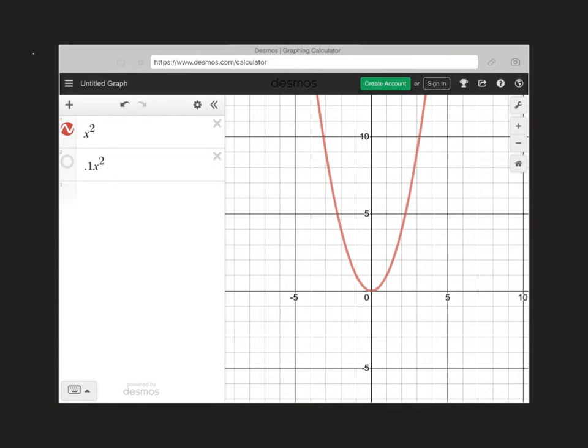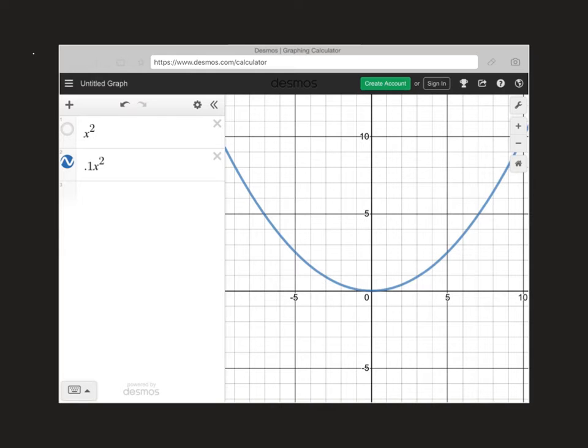And just to make it a bit more clear here, what I'm going to do is change this x squared to 0.1 x squared, just because it makes it nice and wide, and it's a little bit easier to see what's going on there. Okay, so let's go ahead and maybe look at the left side end behavior.